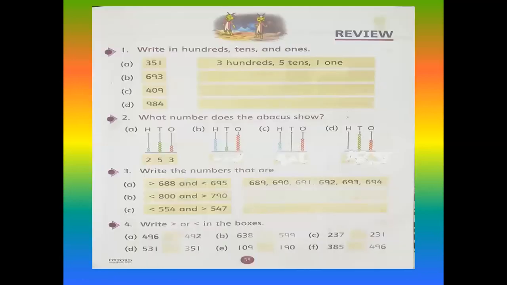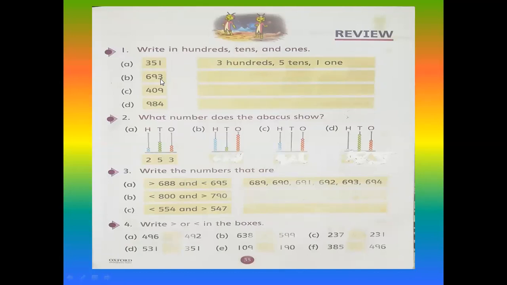page number 35. There are different first questions, because this is a review. Write in hundreds, tens, and ones. You have already done these ones. The first examples are given. 351: so 3 hundreds, 5 tens, 1 ones. B part, 693. So what will come? 6 hundreds, 9 tens, and 3 ones.